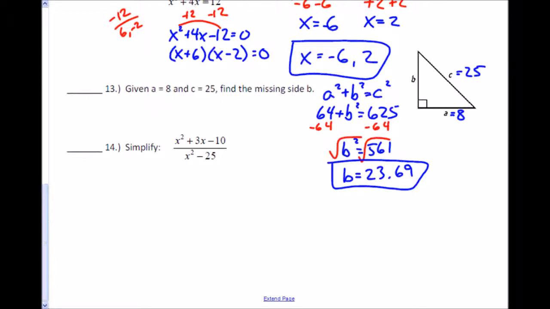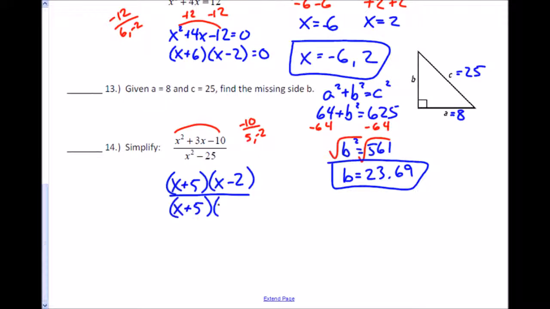Number 14, it asked me to simplify, so I just want to factor everything completely. In the numerator, I build a bridge, two numbers that multiply to a negative 10 but add to a positive 3 are a 5 and a negative 2. So that's going to factor into an x plus 5 and an x minus 2. In the denominator, that's a difference of squares, which factors into an x plus 5 and an x minus 5.